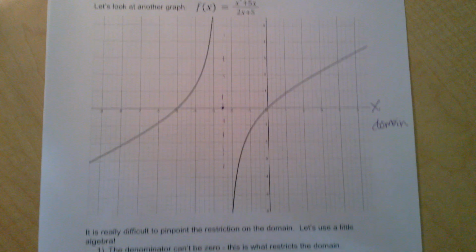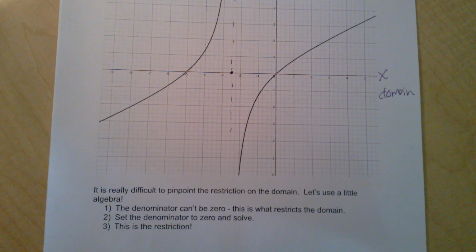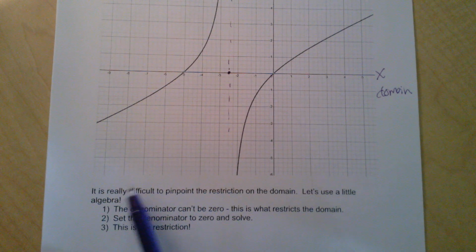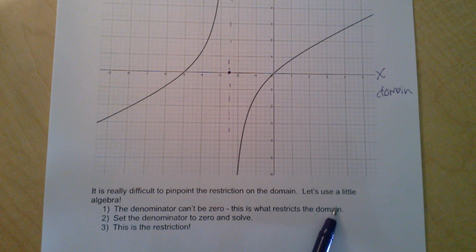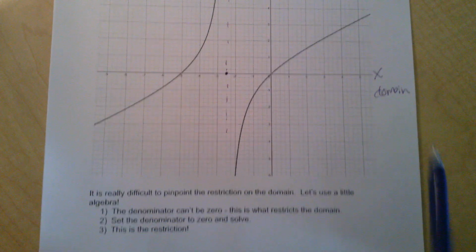And so we're going to use what we did before, our information that we know before, to be able to find this exact restriction on the domain. So it's really difficult to pinpoint the restriction. We're going to use a little algebra. The denominator can't be 0, so this is what restricts the domain. So what we're going to do is take the denominator and set it to 0.